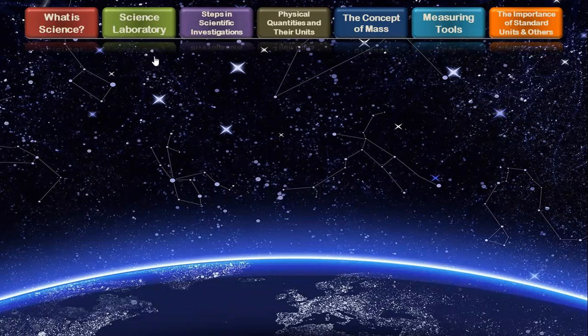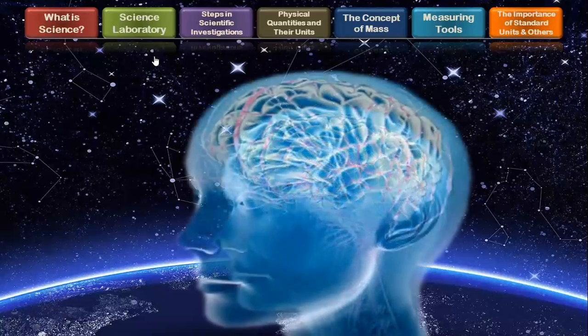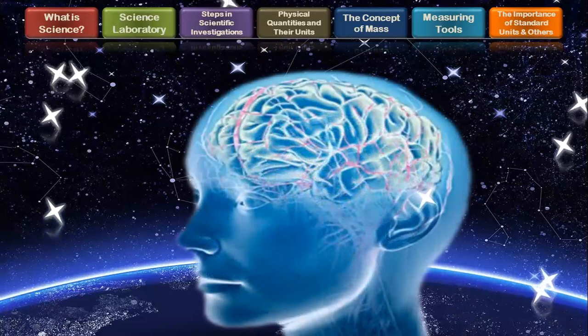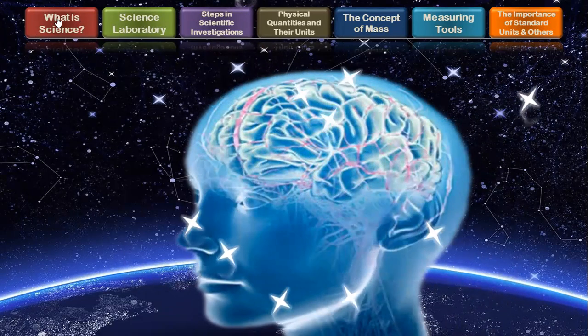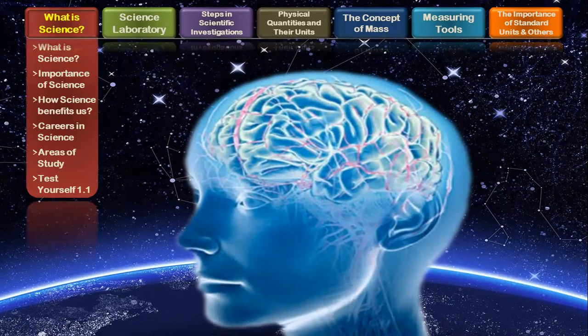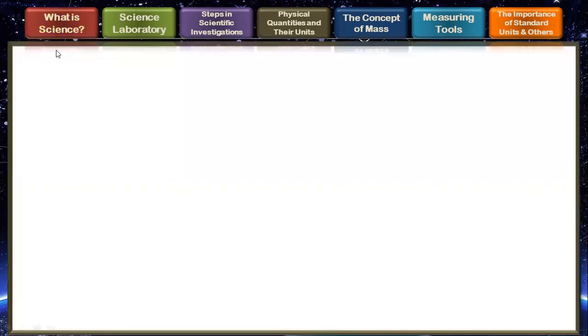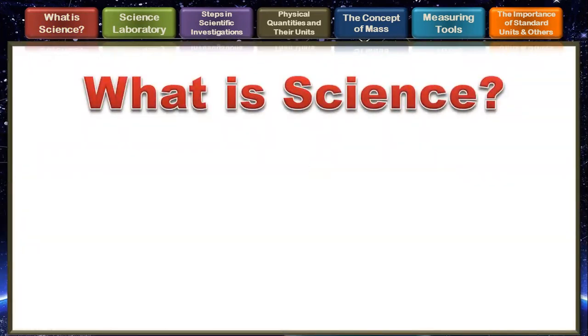So for our very first topic, we are going to define the word science. What really is the word science? So let's study this part. So what is science basically? Science is everywhere. Science is in you. Science is in me. Science is in the things that we see in our surroundings. So science starts when we think, when we try to find an answer to a problem. That is a practice of science.